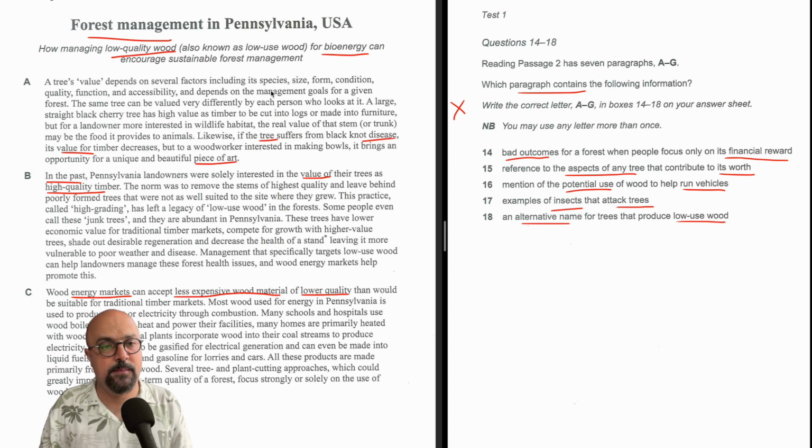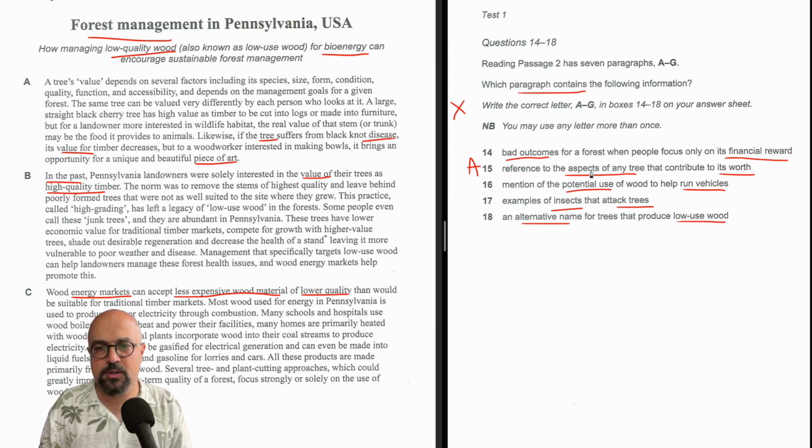So let's write A for 15, shall we? A for 15. And by the way, you may use any letter more than once. What does that mean to us? It means that A may contain another answer too. So A might be used twice or three times, or B or C. But should we read the paragraph completely now? No, it's not worth it. Let's read another paragraph and see if any of this information can be found. So A is definitely gone.